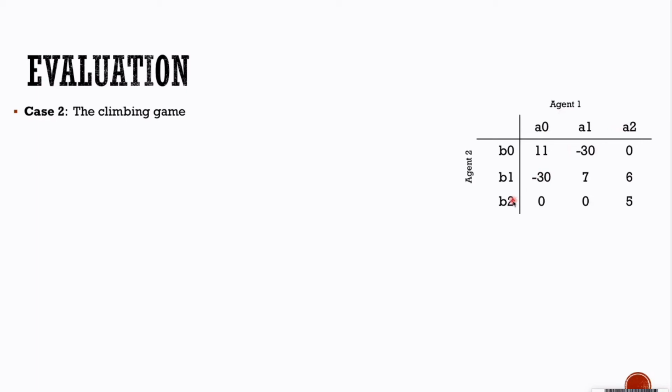The same for agent two's action 2. So both of them, after a while of randomly picking, will stick with this type of strategy.